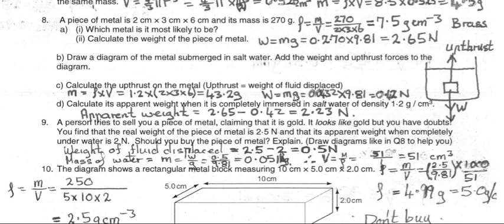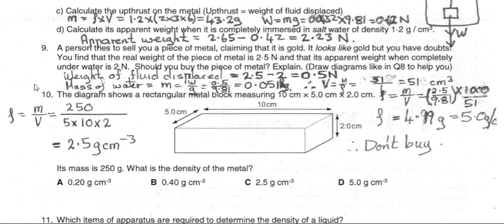The weight then is mg. So the mass needs to be in kilograms. So that's 0.0432 times 9.81 gives 0.42 newtons. Part D, calculate its apparent weight when it's completely immersed in salt water of density 1.2 grams per centimetre cubed. The apparent weight is 2.65 minus 0.42 gives 2.23 newtons.